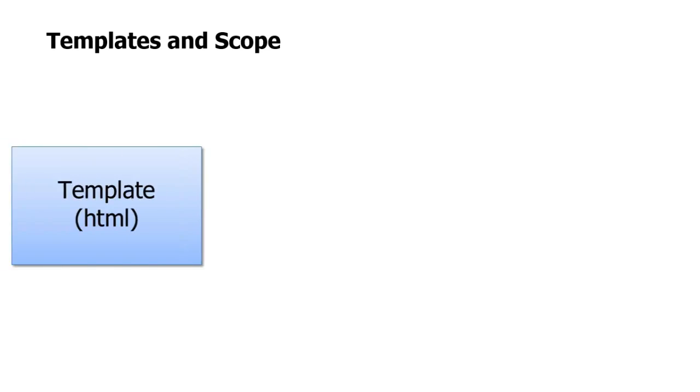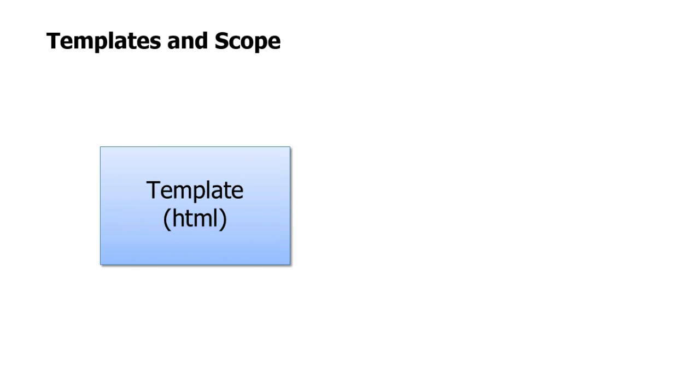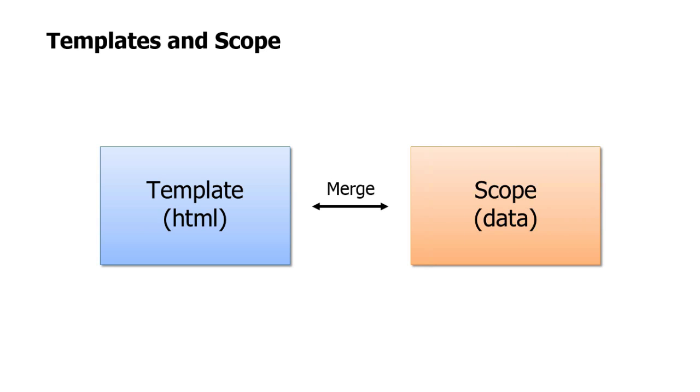So when it comes to views and controllers, we're all used to writing templates, that would be our views, and then merging in data into those and binding using the scope. Well, in directives, we could do the same type of thing. We can write templates, and then we can merge those in with our scope, our data.